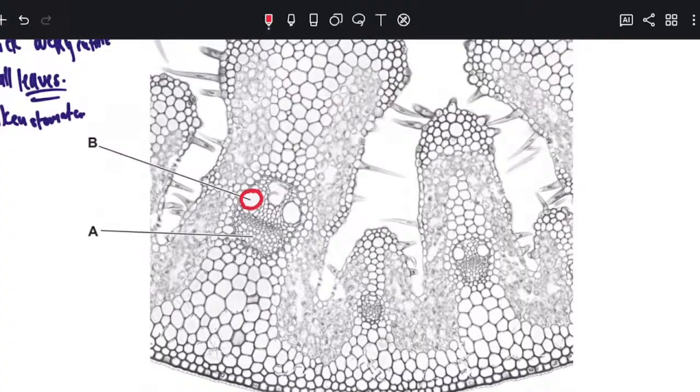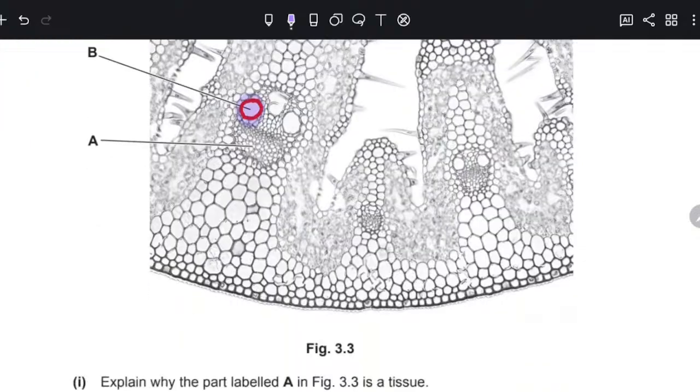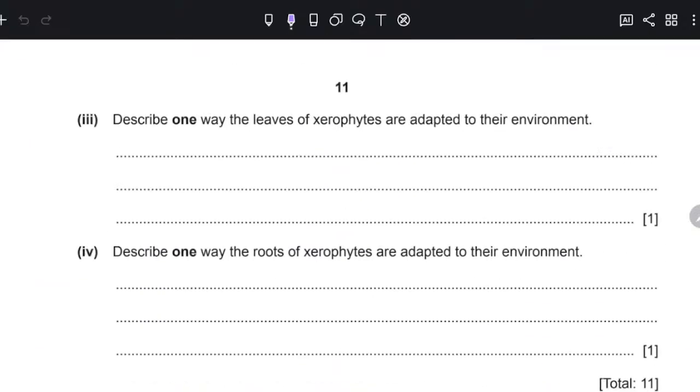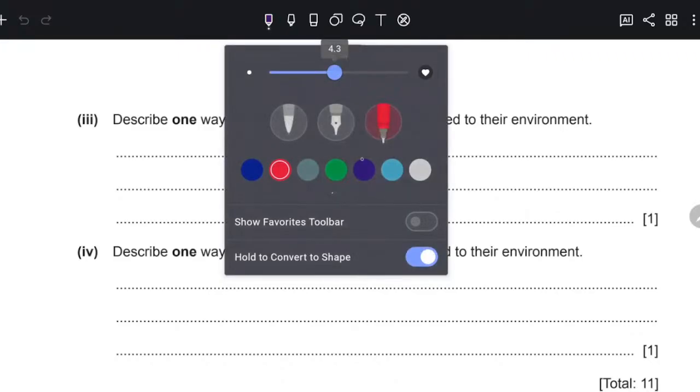Right. This is more about the leaf. I'm thinking, should I talk about it? Should I not? It has nothing to do with hydrophytes. Let me do this: hydrophytes, xerophytes. I mean, we'll talk about the leaf more. It's not to do with xerophytes.